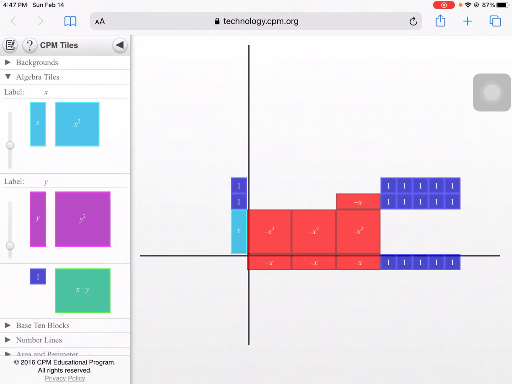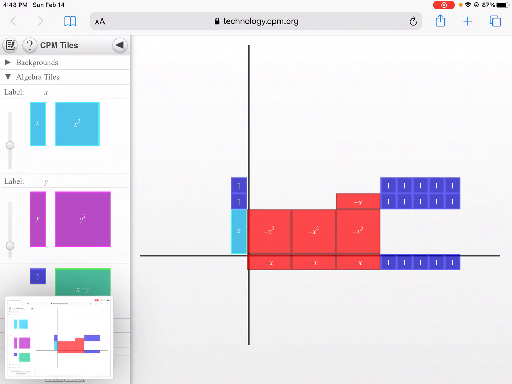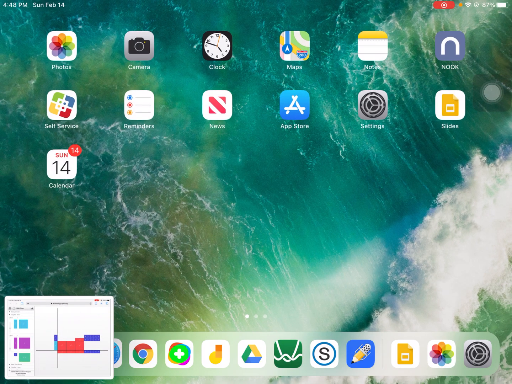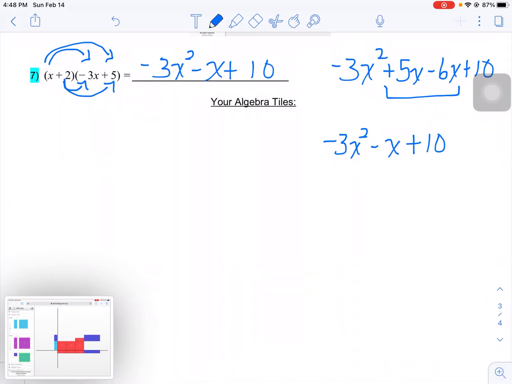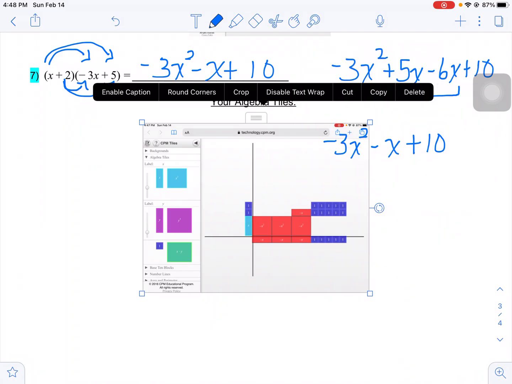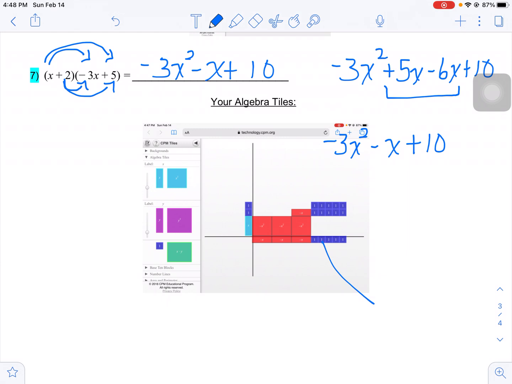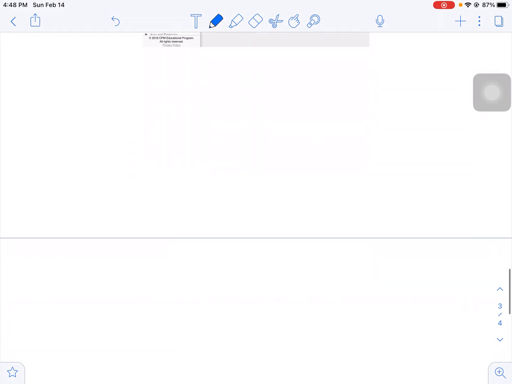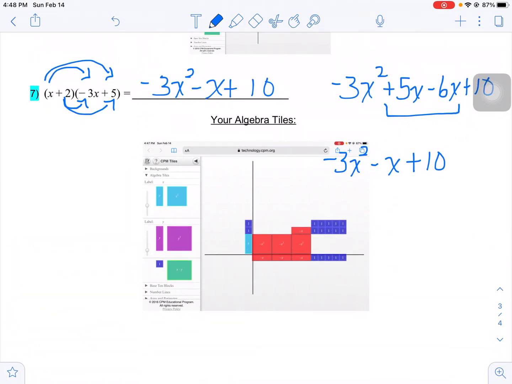You want to screenshot that. Bring it over to Notability. And we do get negative 3x squared minus x plus 10. So that's it. I think hopefully this was helpful, and thank you.